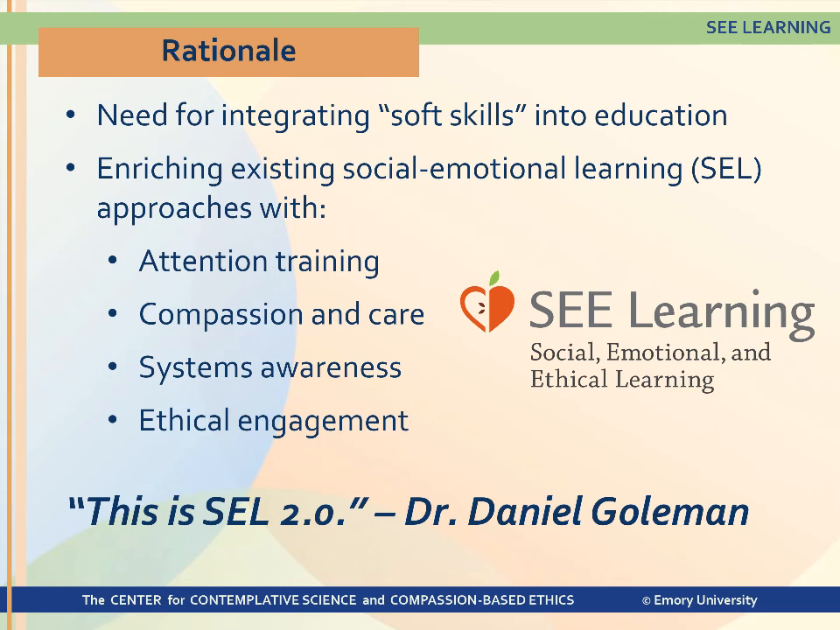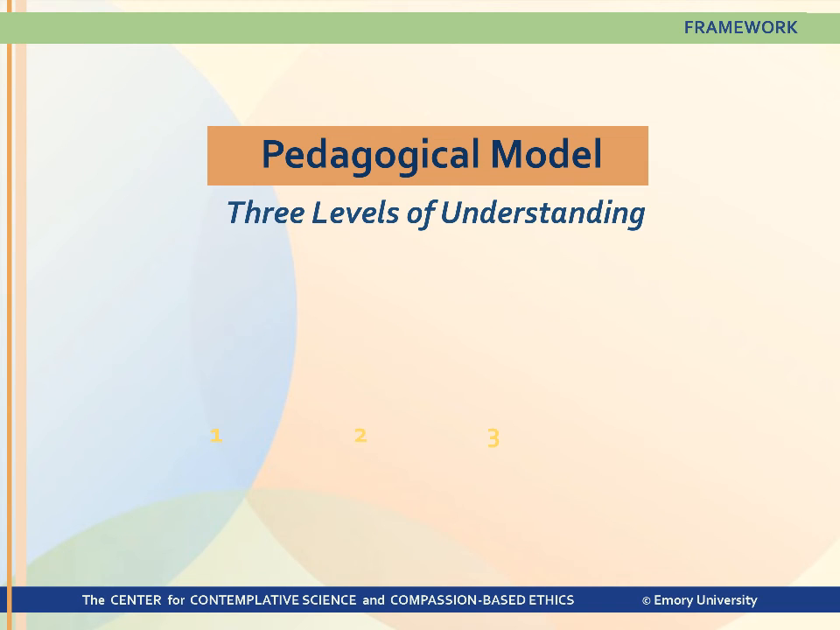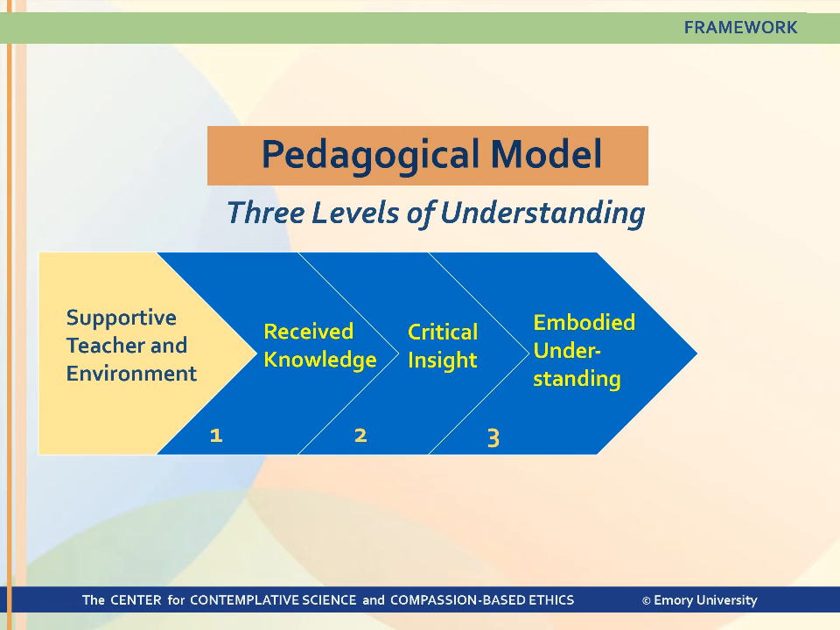The pedagogical model for C Learning is based on an idea of 3 levels of understanding, which emerge through the foundation of a supportive teacher and environment. Within that environment, students are exposed to knowledge about themselves, their emotions, and the world. This is mainly done through activities with the purpose of leading to critical insight, which is where students gain a personal recognition or personal insight into the material as it applies to their own lives. We sometimes call these aha moments.